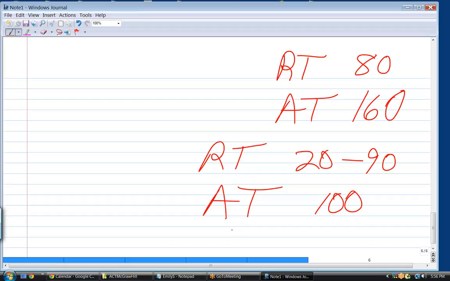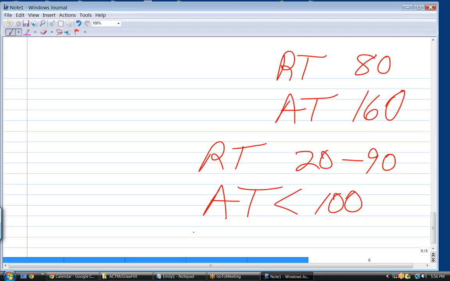I don't know if we can do this problem in 4 minutes, but I can give it a shot to at least set it up. Let me make sure I got my constraints possible. The real tree's cost is $80. Yes. The artificial tree's cost is $160. Yes. You can have between 20 and 90 real trees, and you can have up to 100 artificial trees. Yes. What's the other constraint?